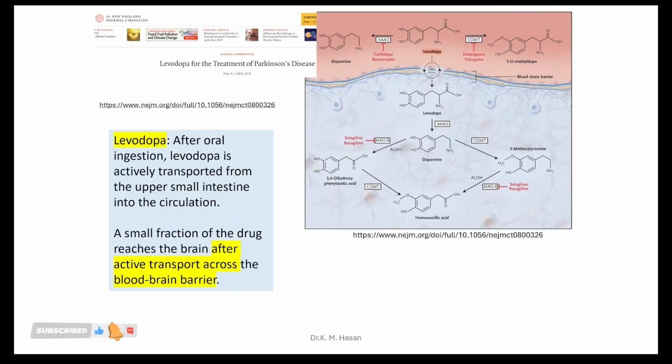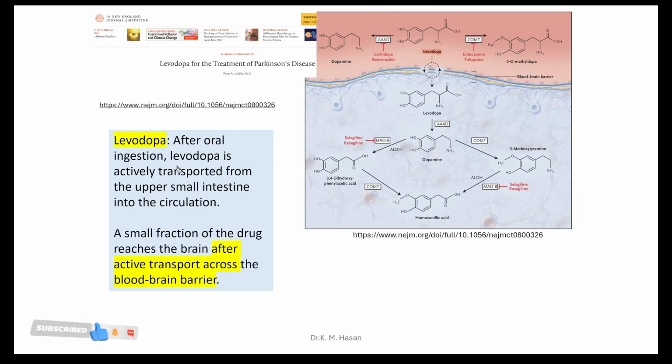Levodopa is a medication used for Parkinson disease, for the treatment of Parkinson disease. The question is, how does levodopa arrive at the brain? You prescribe levodopa orally, as tablets for example, and then levodopa arrives at the brain. What type of transport or absorption mechanism will levodopa follow there?